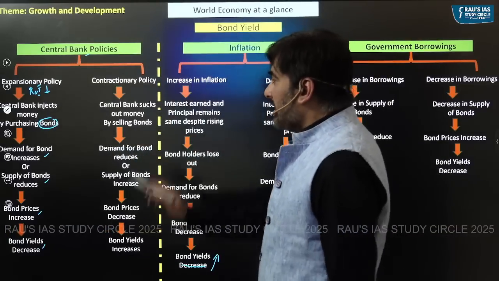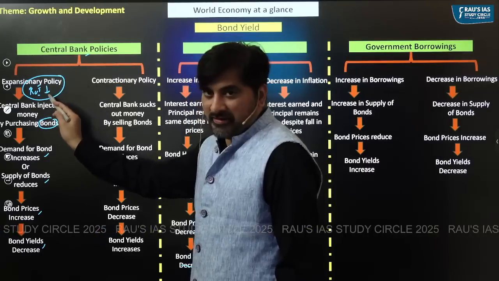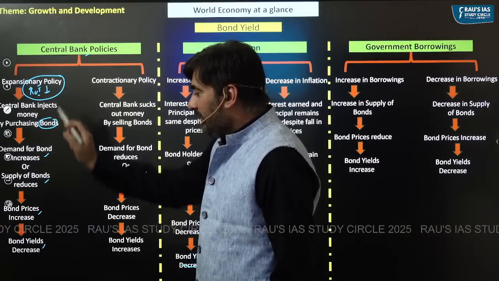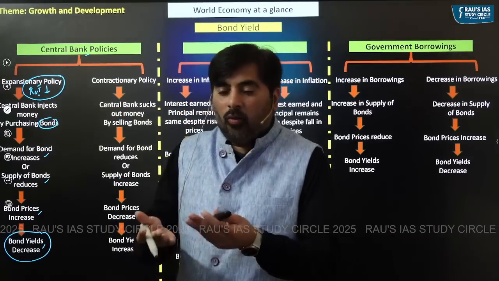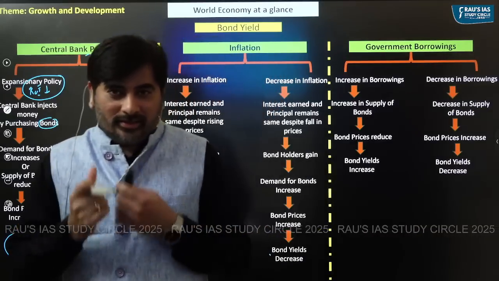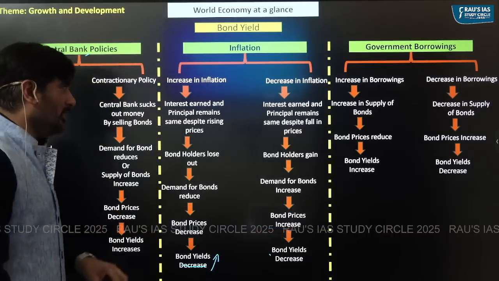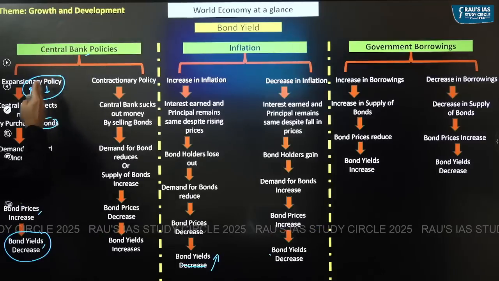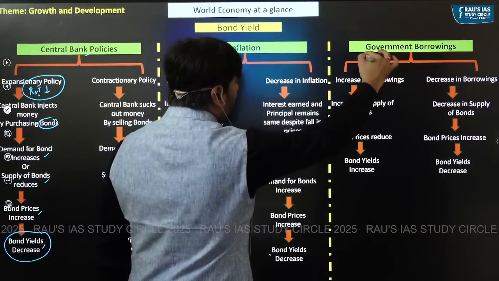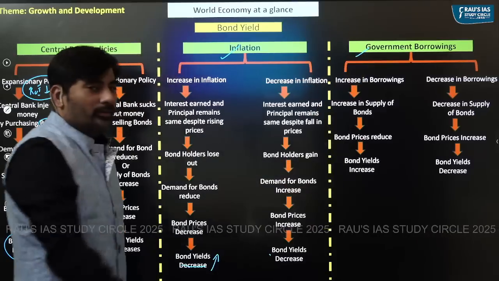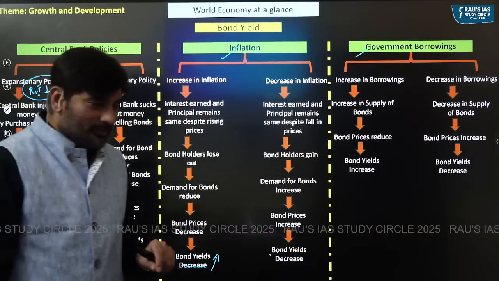So, yes, central banks have reduced the interest rate. Because of decrease in interest rate, bond yields should reduce. But why is bond yield increasing? Reason is very simple, because bond yield is not just determined by rate of interest, it is also determined by inflation as well as government borrowings. Let's start from there. Government borrowings.